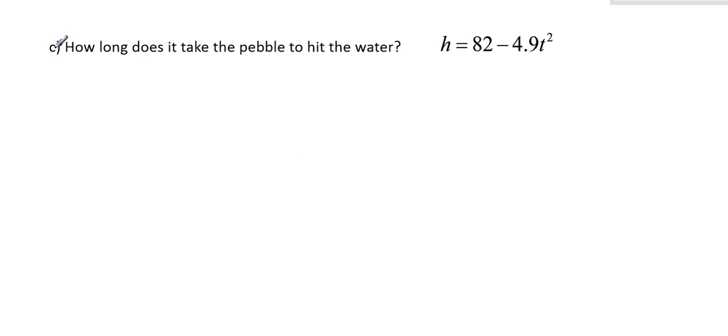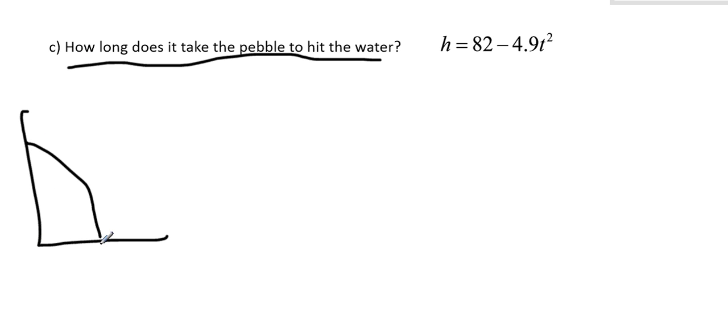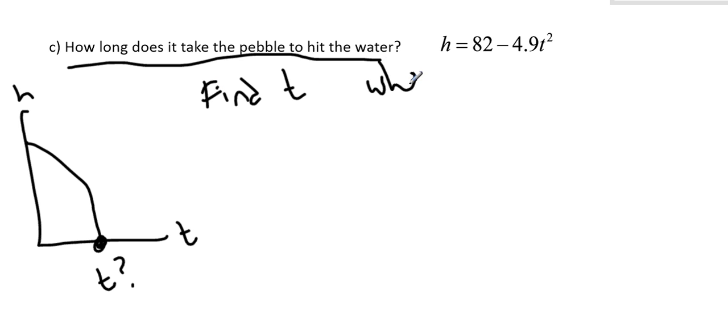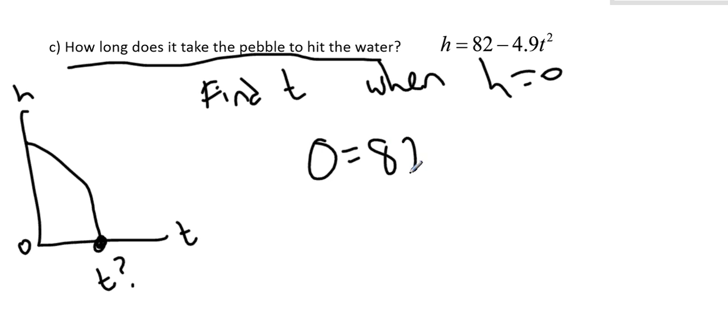So we know that after 2.5 seconds, it's still above the water. So what else? How long does it take to hit the water? So visualizing, I want to know what time it is when it hits the water. So what does that mean about height? We're finding time when the height is 0, because 0 represents the water, the height of the water. So we're going to let h equal 0, and we're going to solve for t. And in fact, let's use the rearranged formula that we had earlier, so everything's in its proper place.